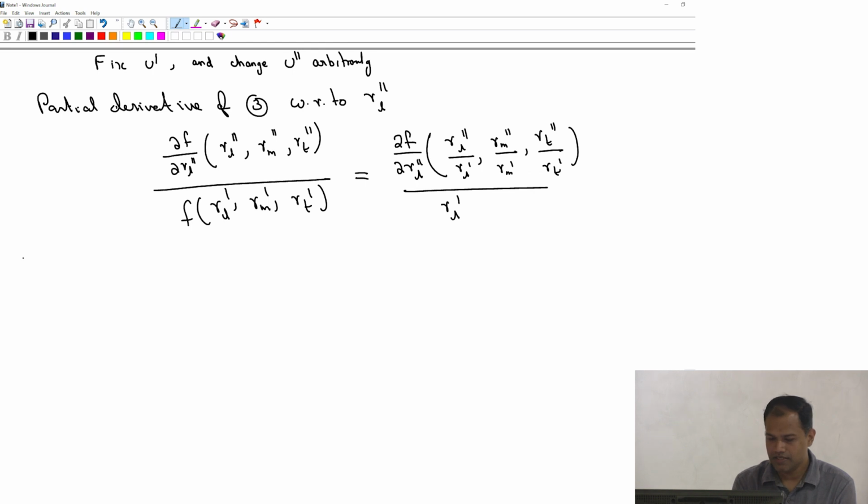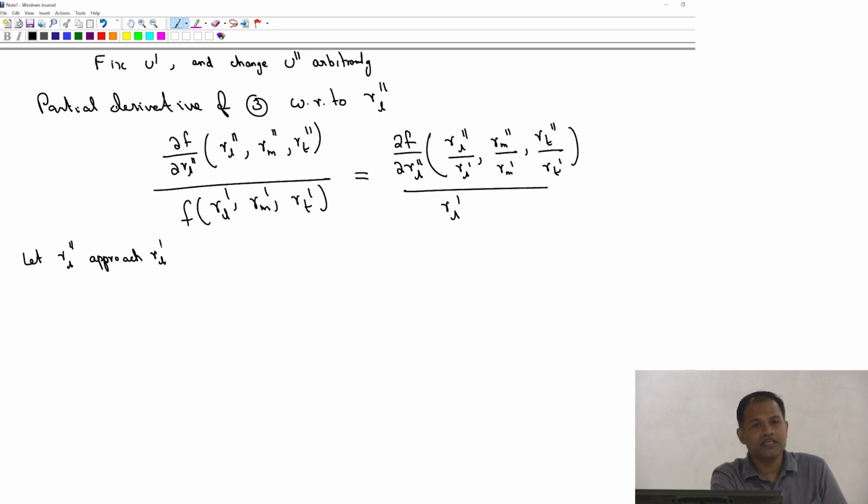Now, having done that, let RL double prime approach RL prime. We are changing RL double prime, it's a variable. Let's say that we are actually going to change it such that it becomes the primed variable itself, so that I can replace all my double primes with my primes.